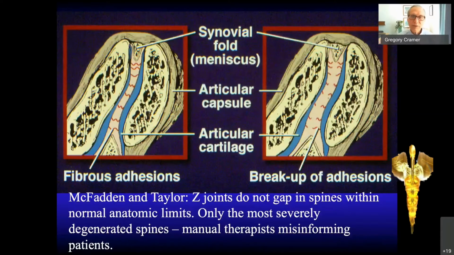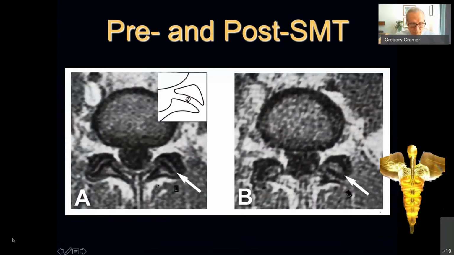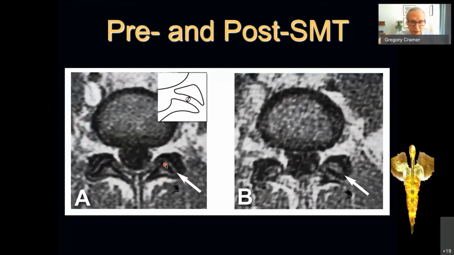But in the 64 subjects, we did see significant gapping with those who received spinal manipulation versus the controls that did not. And we published the paper in the same journal that McFadden and Taylor published. In their cadaver study, they extended the spines before they rotated them. And as you may be aware, that extension of the lumbar region really locks out rotation.